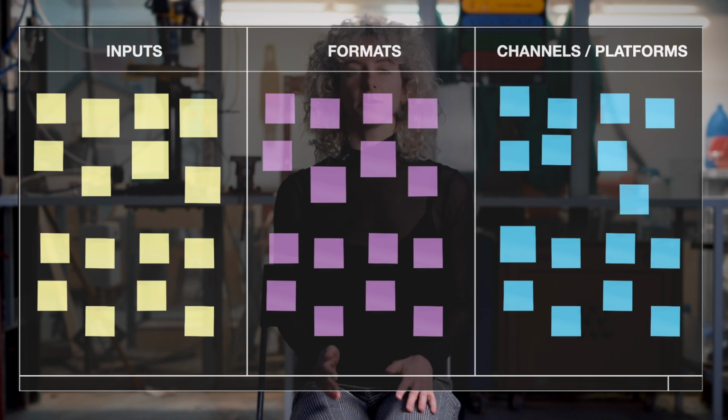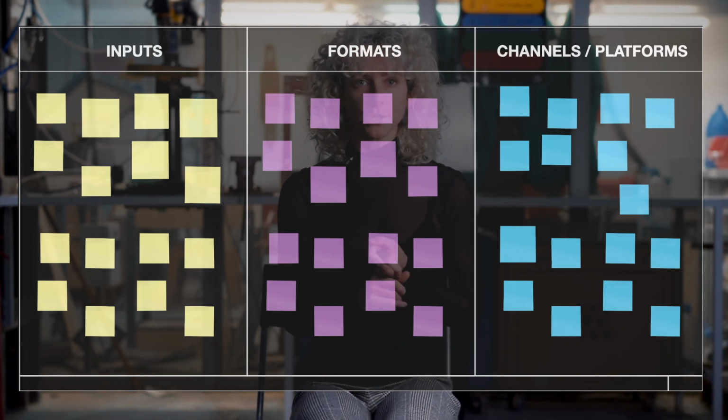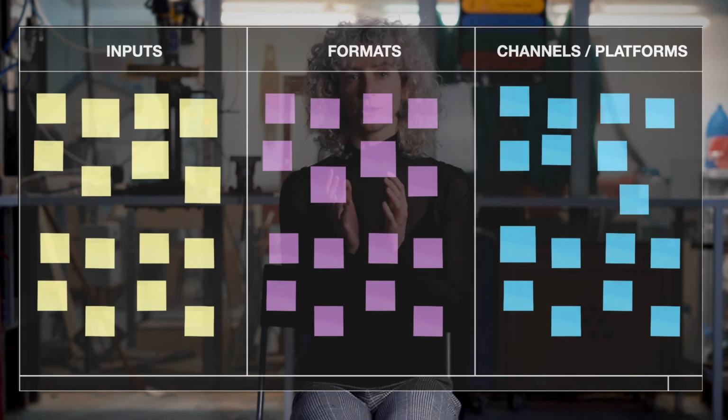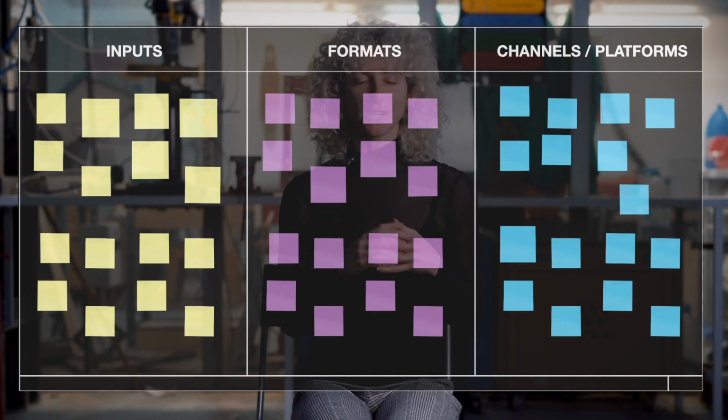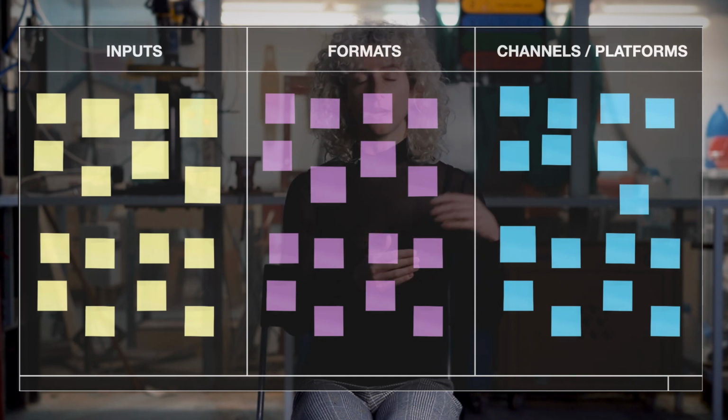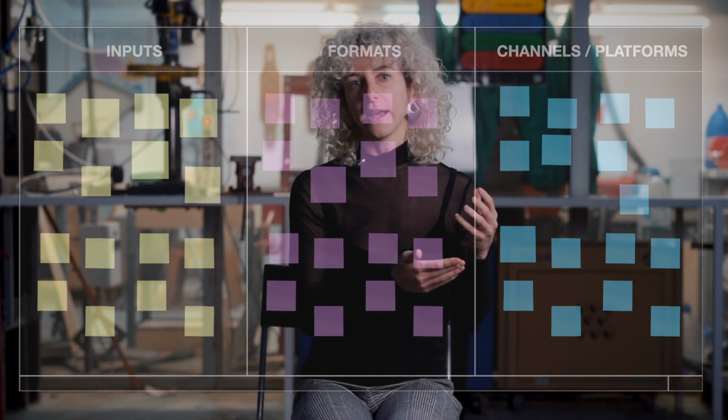In the second column, you have your format. So are you going to share your content in a picture, in a written post, with a video, with a podcast? How are you going to capture your content? And lastly, channels and platforms. Where are you going to share this content? Would you share it in LinkedIn in a post, on Instagram in a reel, on TikTok, on Spotify? Which platform are you going to use?